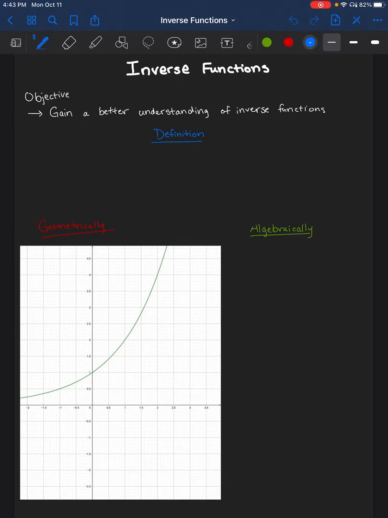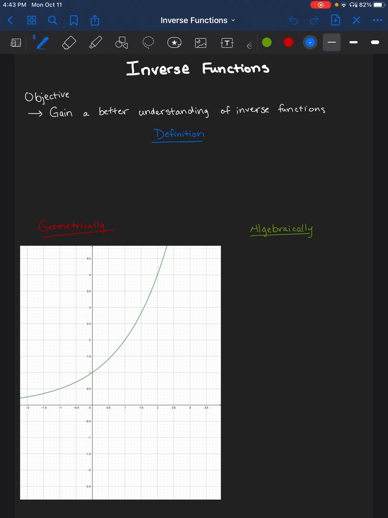So in this video, I want to talk about inverse functions, specifically prefacing the more stuff we're going to do with inverse functions and calculus later on. I just want to revisit what an inverse function is to begin with. The whole purpose of this video is to gain a better understanding of inverse functions in general prior to dealing more with calculus.